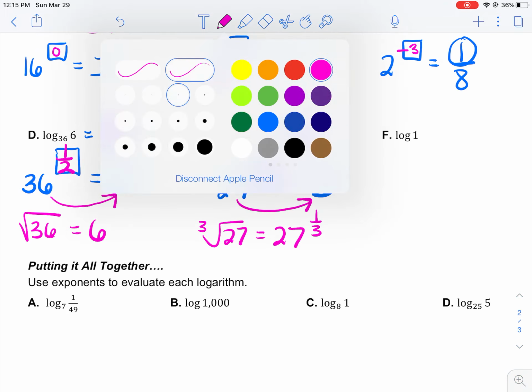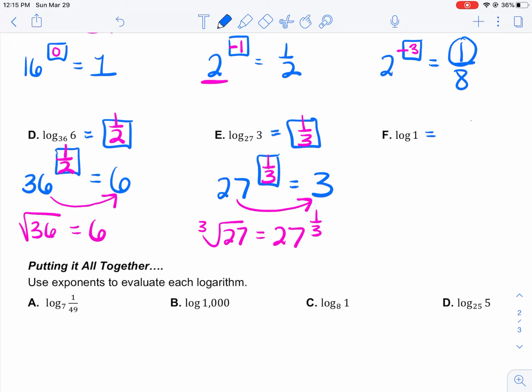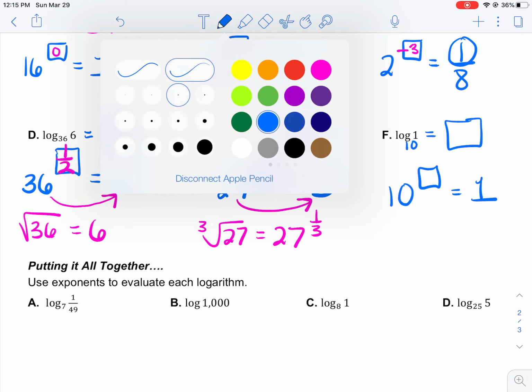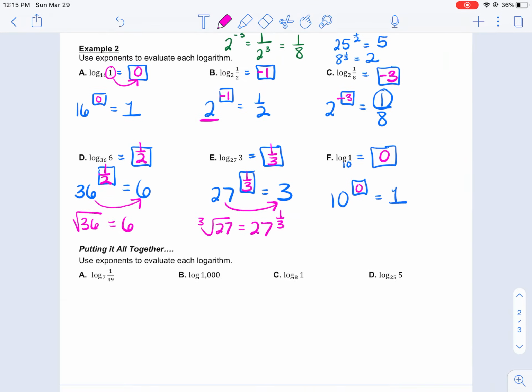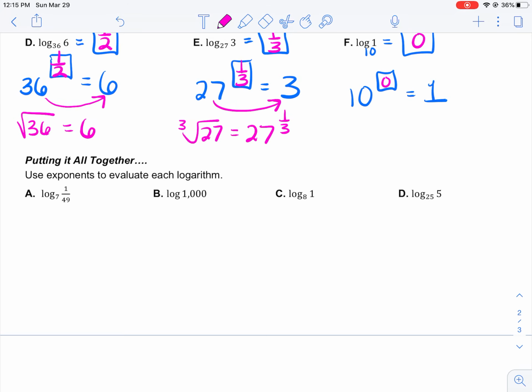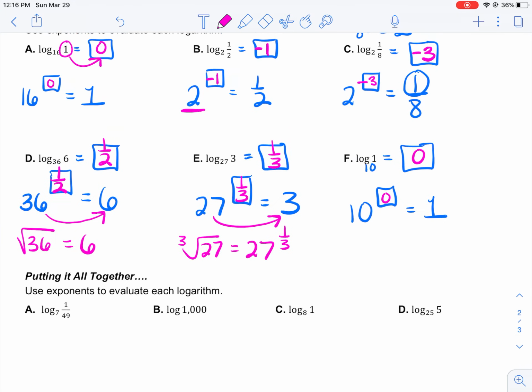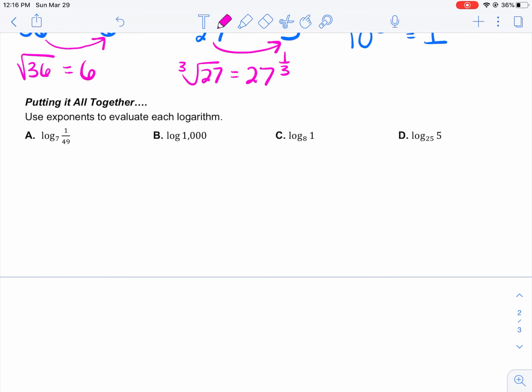Okay, and then the last one, we have log of 1. So this is just a reminder about that common base, or that common log. The base here is 10. 10 to what power equals 1. Anytime that argument is 1, it's going to be a 0 exponent. Okay, so if you understand that, you think you got the hang of it, go ahead and stop the video and try the last set of problems.